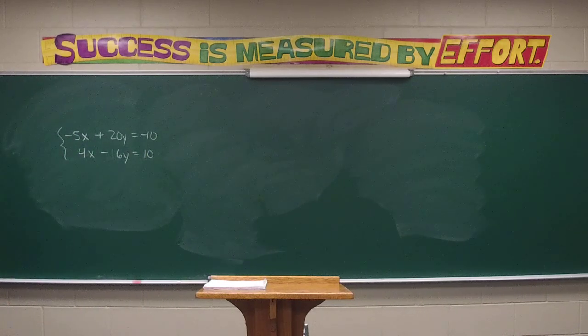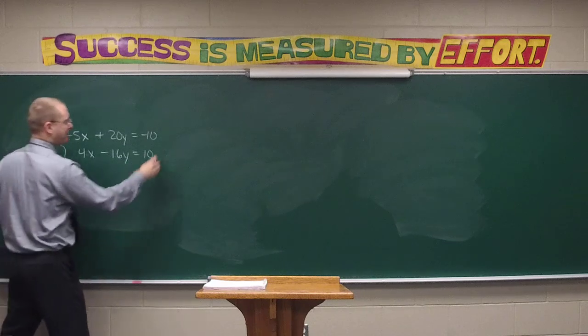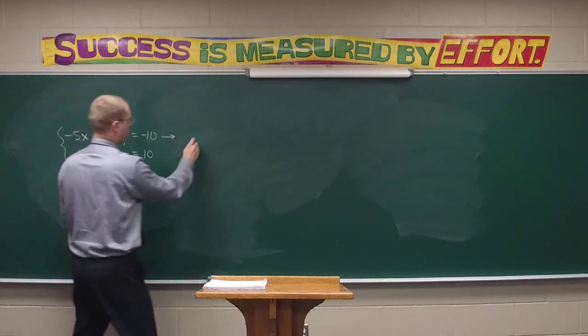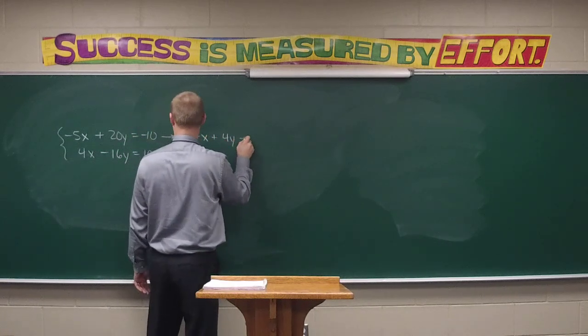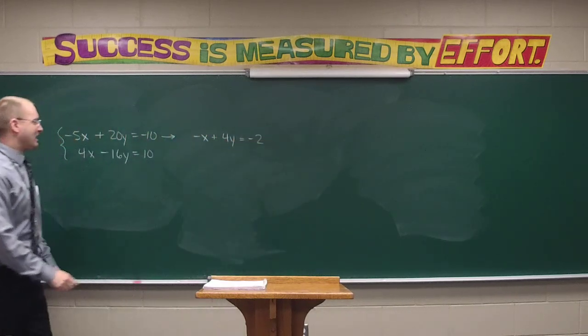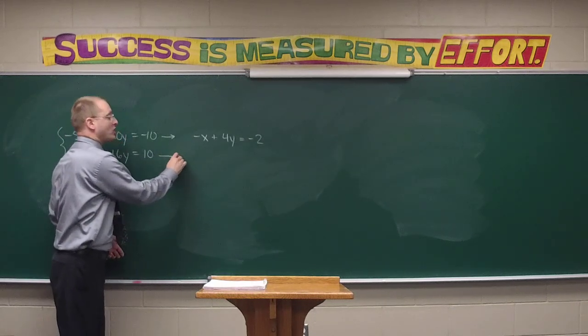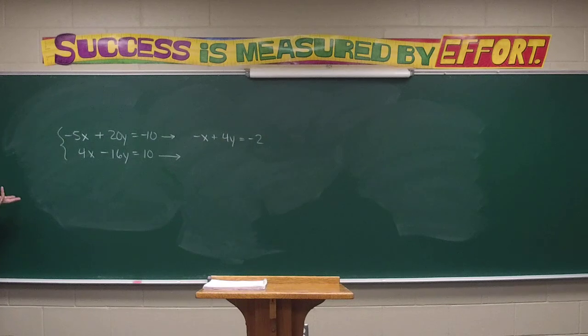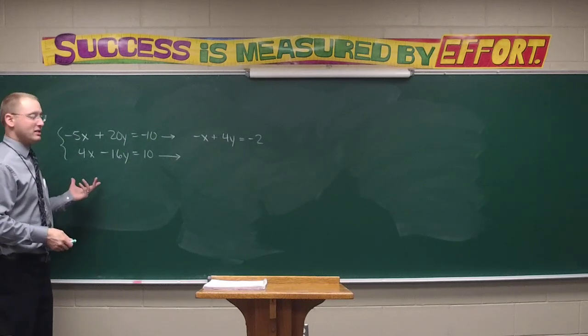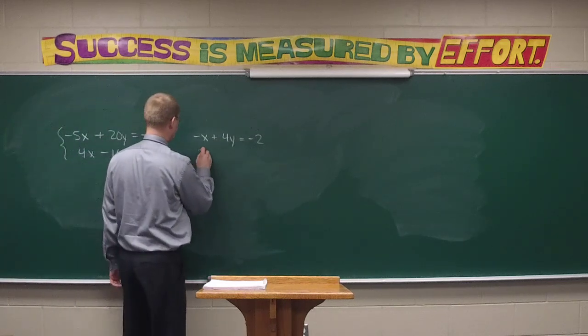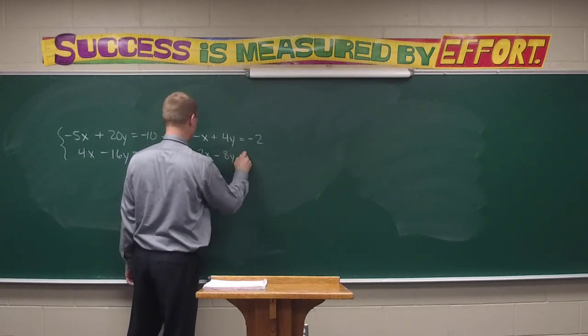And Michael, thoughts? Take out a 5 out of the top and a 4 out of the bottom. Oh wait, take out a 5 out of the top. Let's take a 5 out of the top, and what do I get when I pull a 5 out of everything in the top? Negative x plus 4y equals negative 2. All right, and then you started to say pull a 4 out of the bottom. You realized, 4 out of the 10 is going to be a real pain. But we could maybe take out 2 if we wanted to, or we could just leave it like it is and go from there. What do you want to do? I'm going to take out a 2. Take out the 2 to get? 2x negative 8y equals 5.